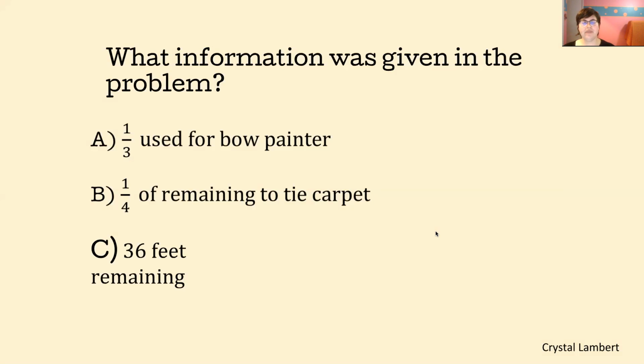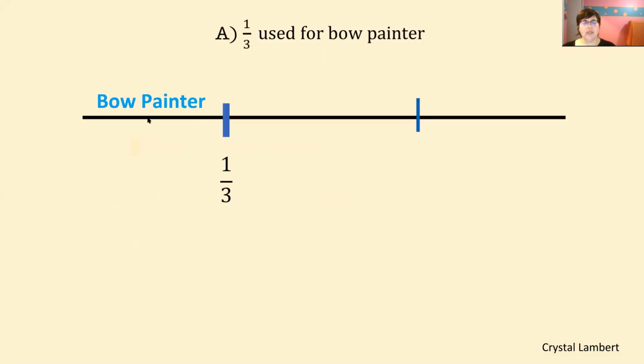Well, first we need to figure out what information was given in the problem. The first important part of information was 1/3 of that original length was used for the bow painter. Then 1/4 of what was left was used to tie a carpet, and then there was 36 feet remaining after that. So here we go. We took our original length of rope. This dark black line represents our original purchase. And then we divided that into 3 equal sections.